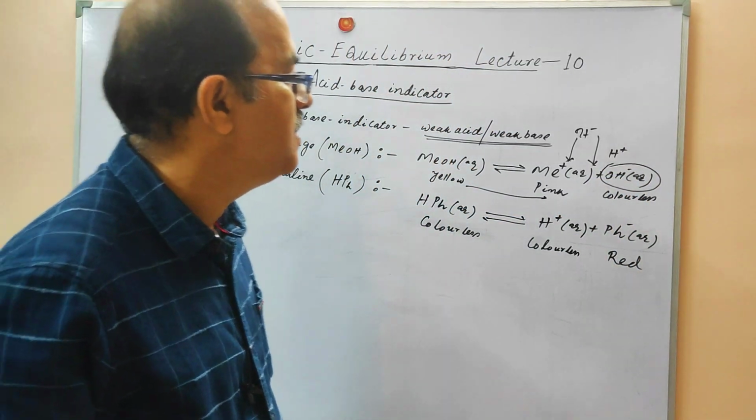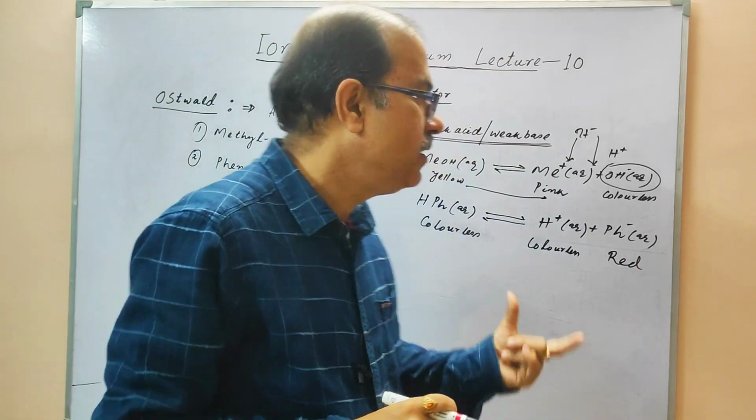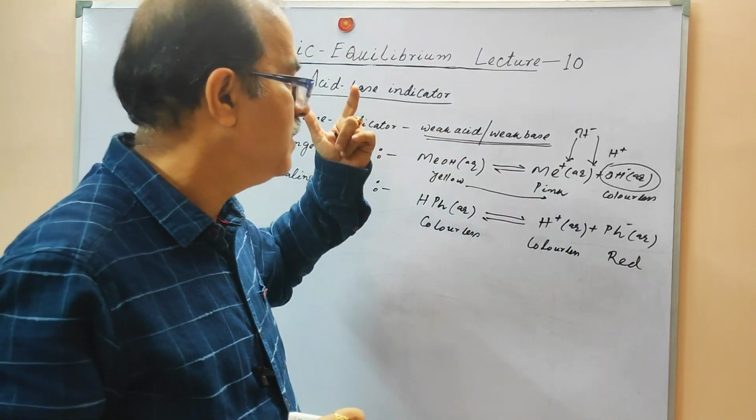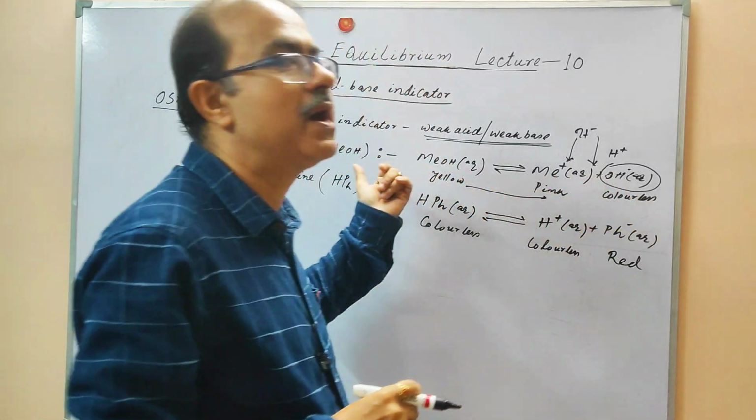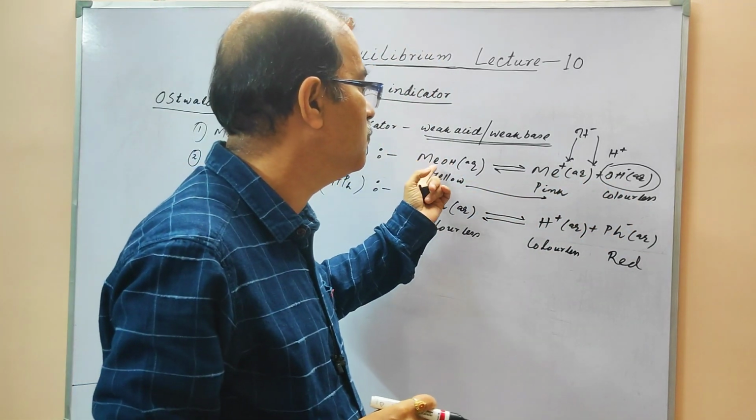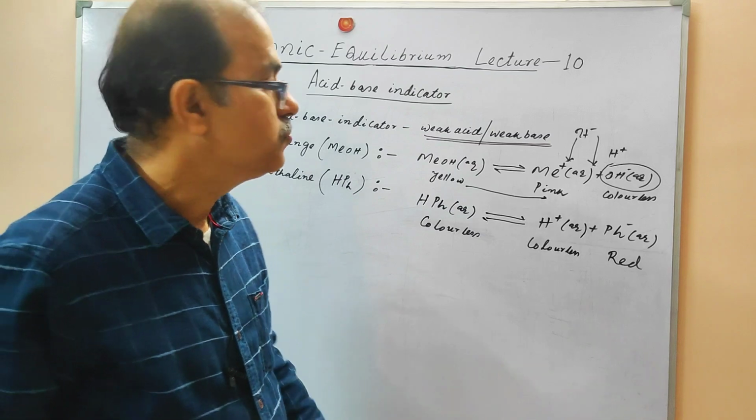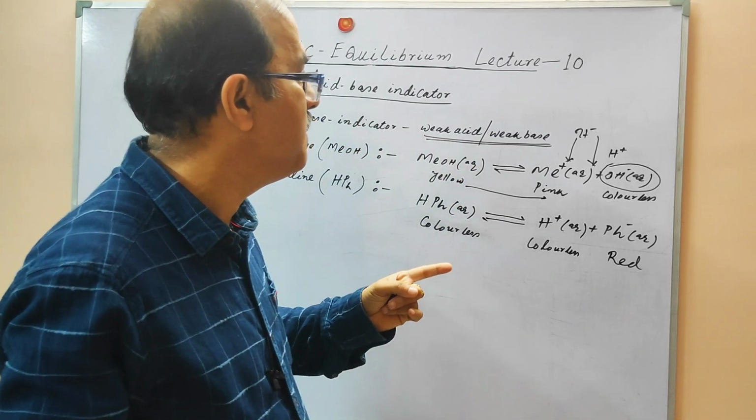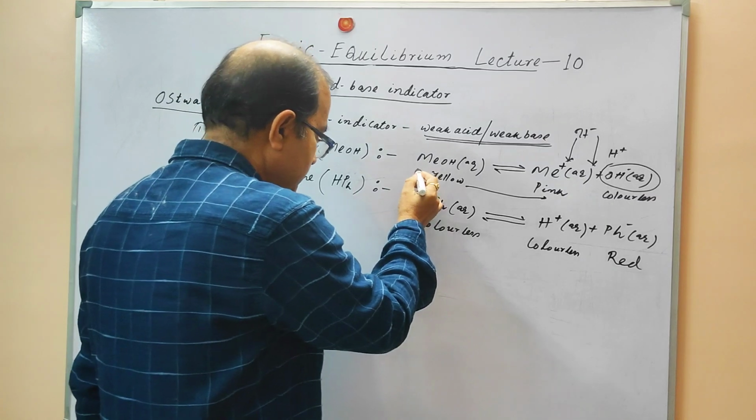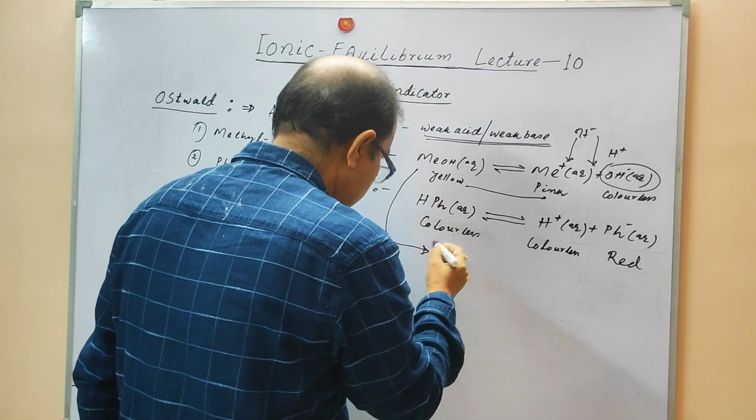If it is surplus, this reaction, which is in equilibrium, will proceed in the backward direction and it will produce the yellow color. So what is there in the basic medium, that is on the right. This is a very important thing to understand.